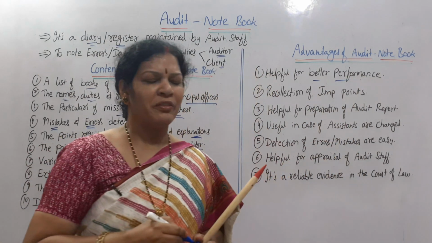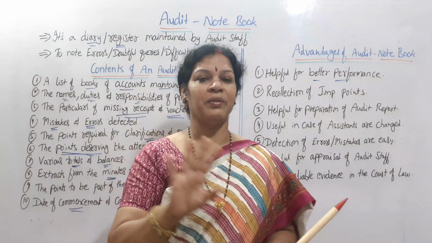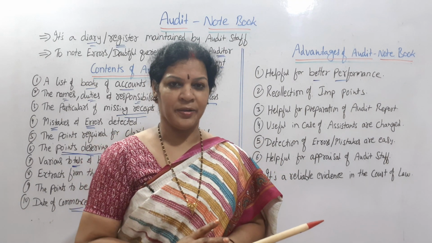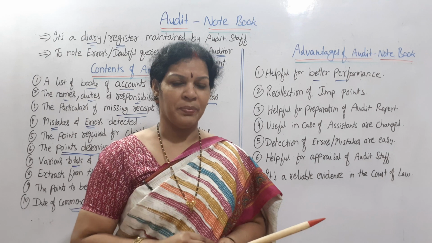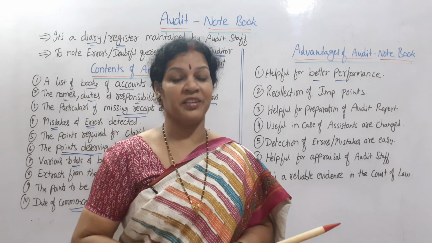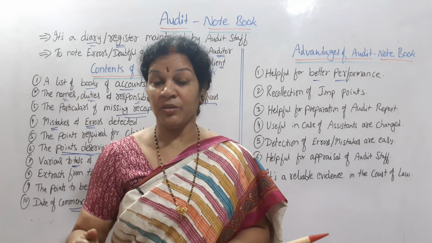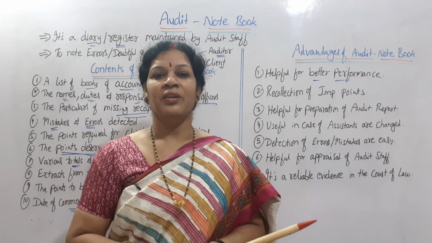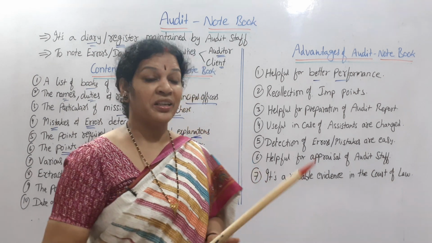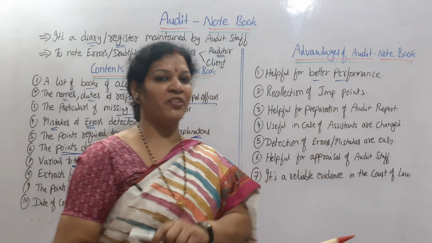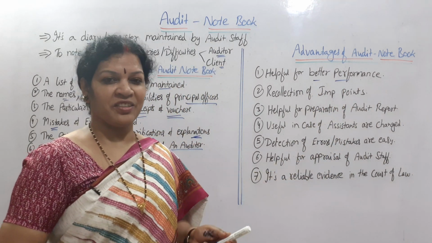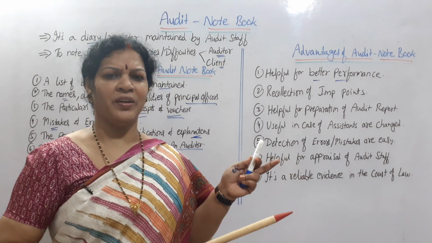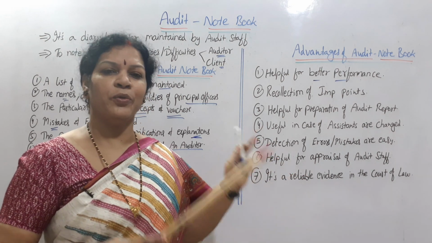For example, in the audit notebook I have written one fraud or error. If the same kind of fraud is repeating, then in future you will be alert while doing auditing work. If you find the same kind of transactions, you are going to focus more on that. That is why it is going to be helpful for better performance. Easily you can detect such kinds of errors which are repeating, and if you find the same kind of frauds, then be alert and focus on that.